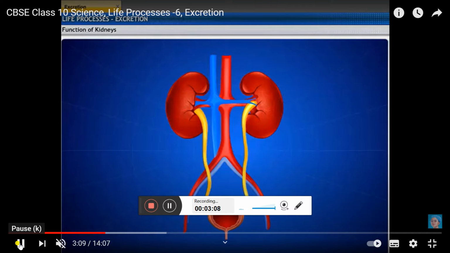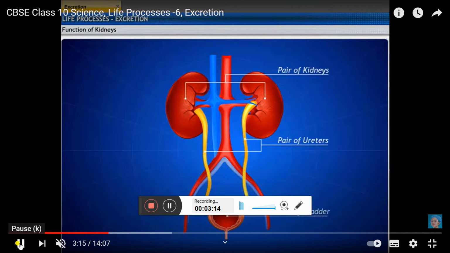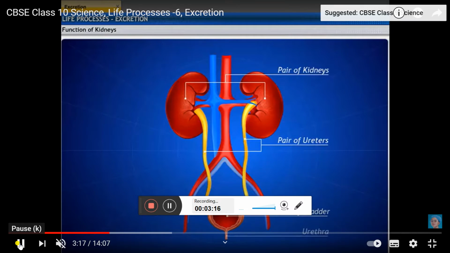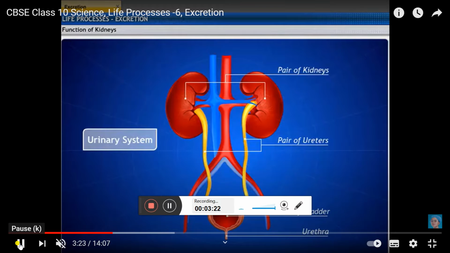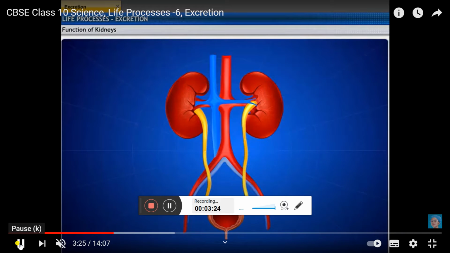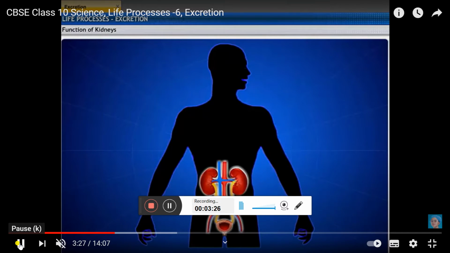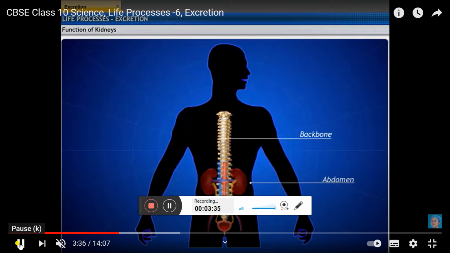The excretory system in human beings includes a pair of kidneys, a pair of ureters, a urinary bladder, and a urethra. This is referred to as the urinary system. Now, let's find out the location of the kidneys. The kidneys are located in the abdomen, one on either side of the backbone.